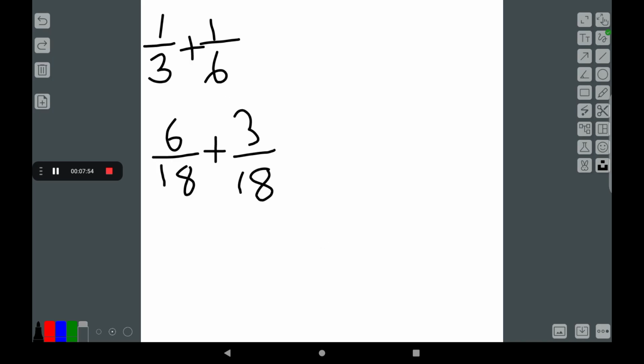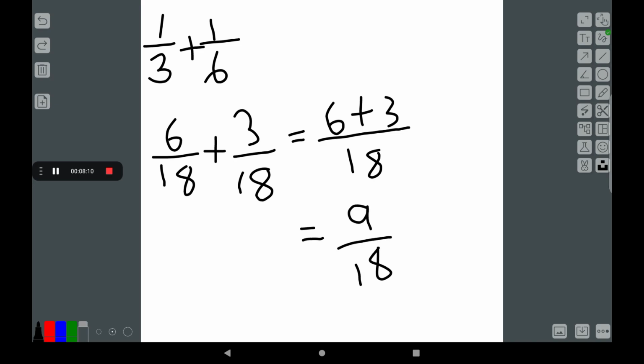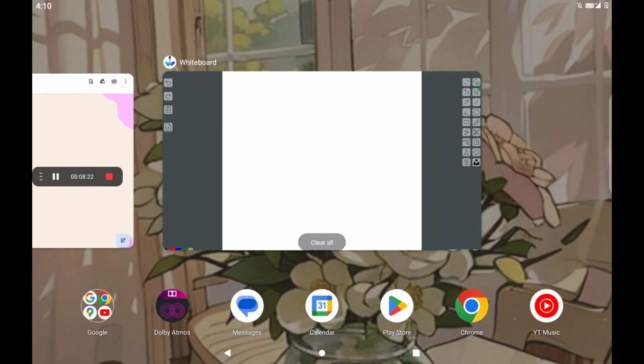After we get this, the denominators will be the same now. So we keep 18 for both, and 6 plus 3. What is 6 plus 3? 9. So the answer equals 9/18. Okay guys, simple to understand. You can note it down if you want to. So now let's move forward.